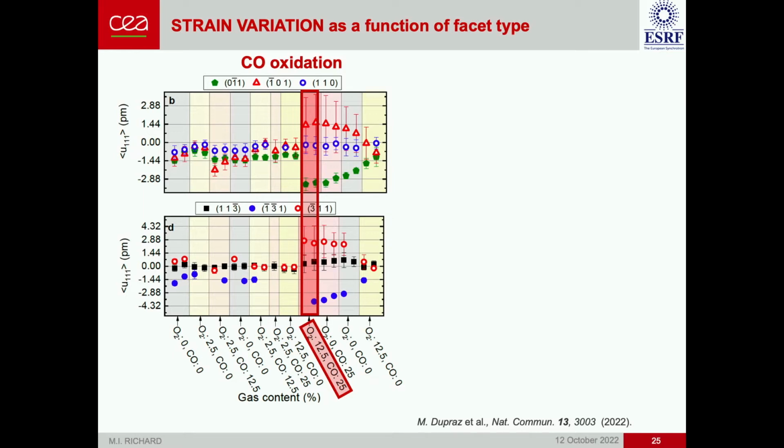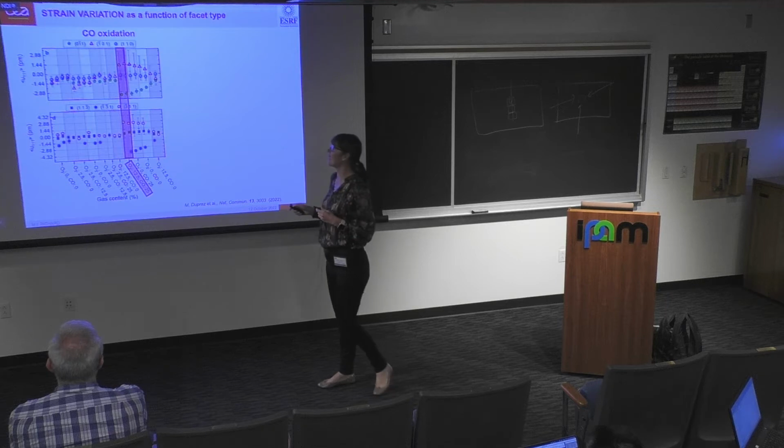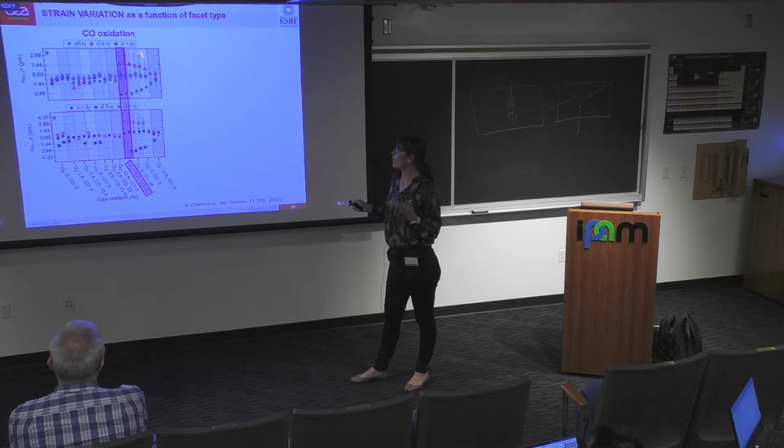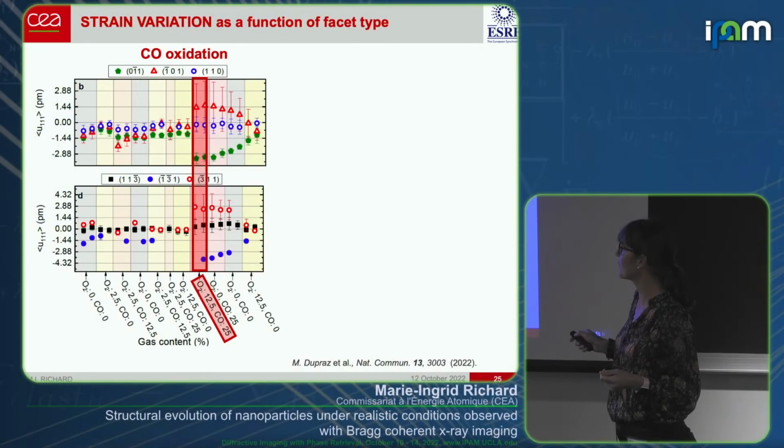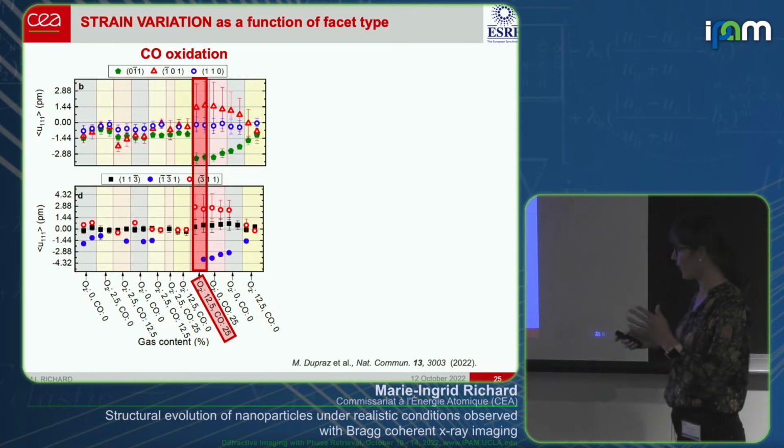So now, what about the reaction? During the reaction, it's quite impressive. The displacement here will change a lot. We will have a huge change of the displacement. But in this case, if we look at the 110 facets, they will not react in the same way. Some facets will go in tension, so positive, in compression, or they don't evolve. And it's the same thing for the 113 facets.